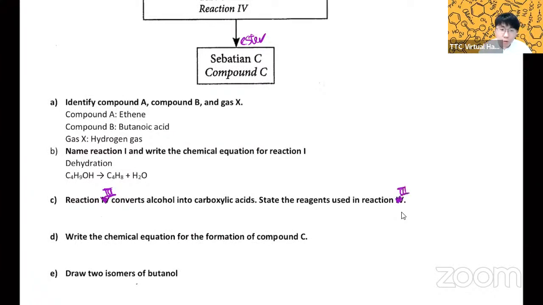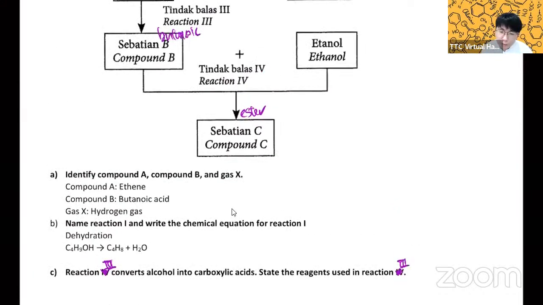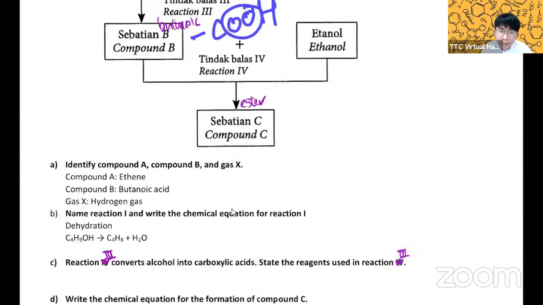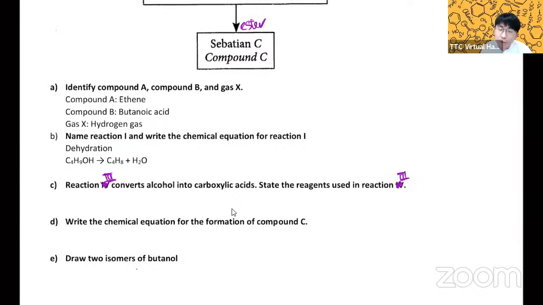Reaction 3. So what is the chemical that you add to turn alcohol into carboxylic acid? So what is the difference? Alcohol functional group is OH. Carboxylic acid functional group is COOH. What's the extra thing there? The O, right? So this is actually an oxidation process. Since this is oxidation, what agent do we add?